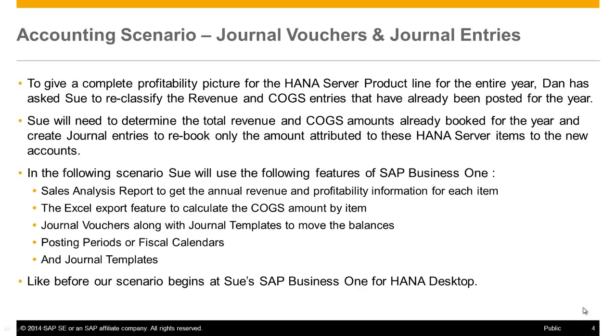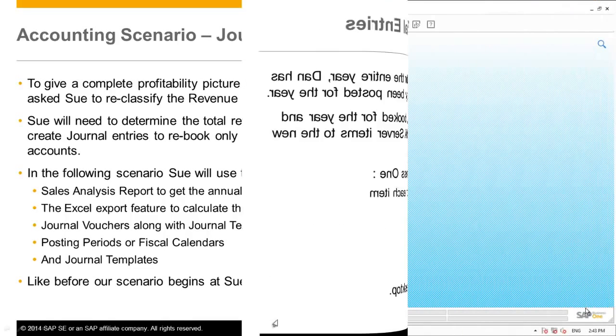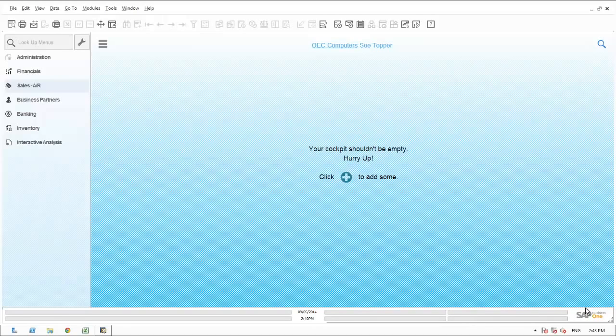Like before, our scenario begins at Sue's SAP Business One desktop. Because of Sue's prior experience with SAP Business One, Sue knows that she can use the sales analysis report by items to get the revenue and gross profit amounts for each of these HANA servers during any period of time. With this information, she can build the summary journal entries that Dan has asked her to post as of 7/31. Sue selects the sales analysis report from the SAP Business One Sales AR menu.